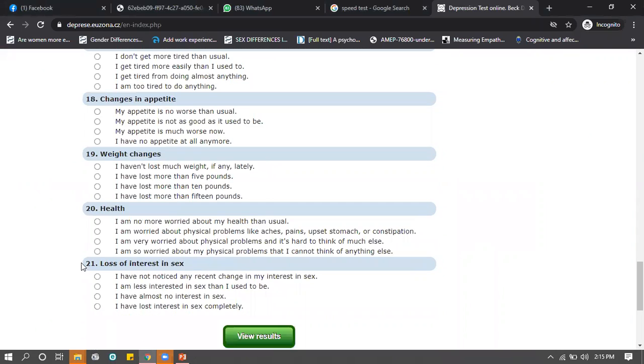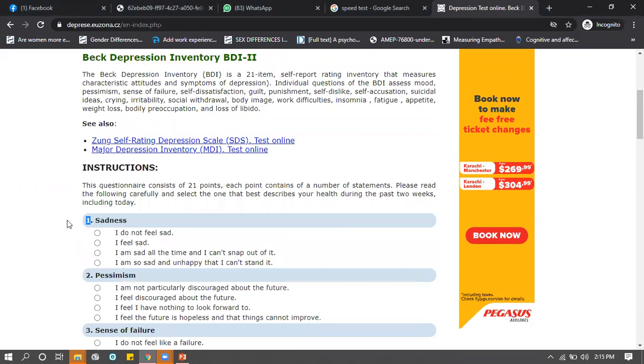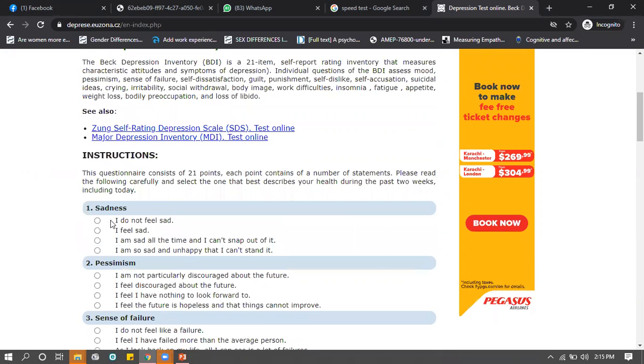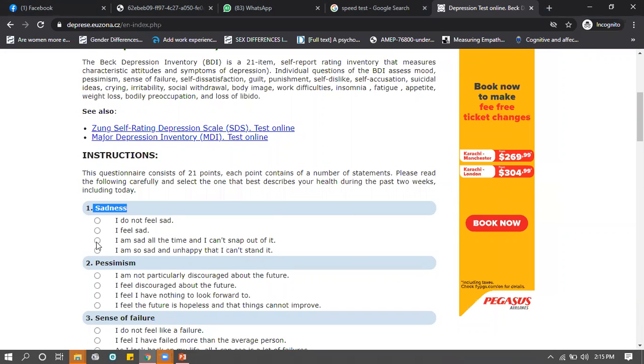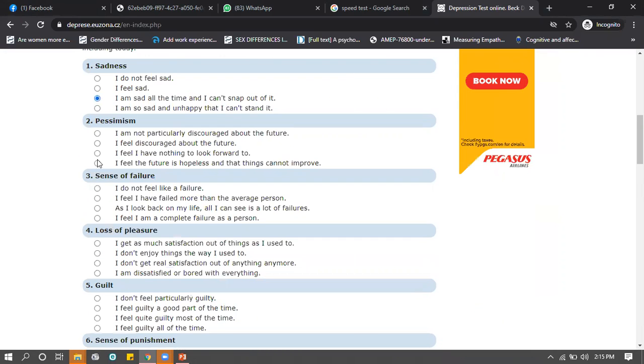1 till 21. So it has 21 items, and basically I'm supposed to select one of these items from every single question. Let's suppose from this, I'm going to select this one. From this, I'm going to select this. And every single option is going to have a numerical score besides this.